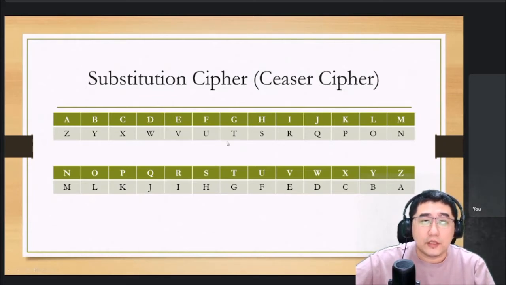With this method, let's say I want to encrypt the message dog, D here, O here, and G here. D, I will change it into W. Then O will change to L, and G change to T. The person who receives your message will receive W, L, and T. Whoever receives your message will need to know your algorithm, and only then will they be able to change it back to dog.